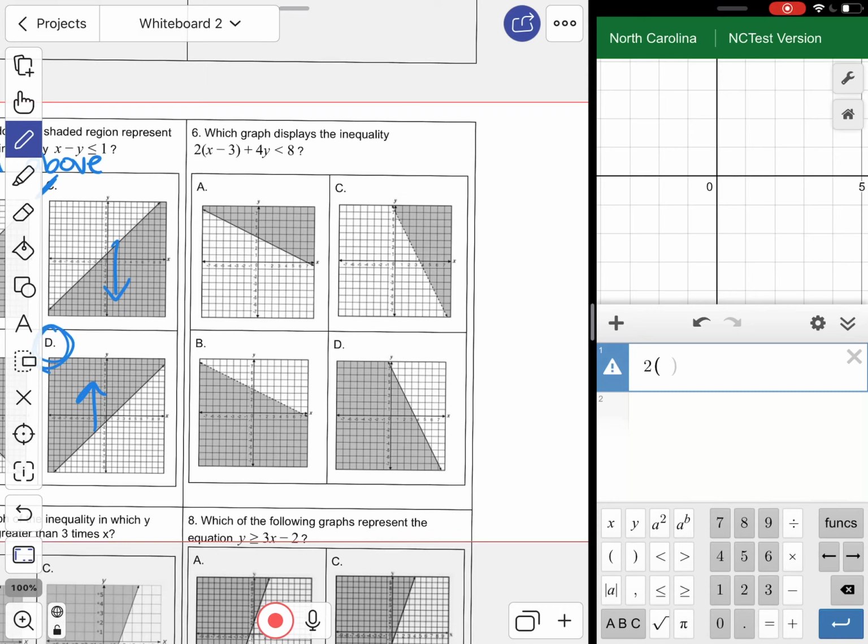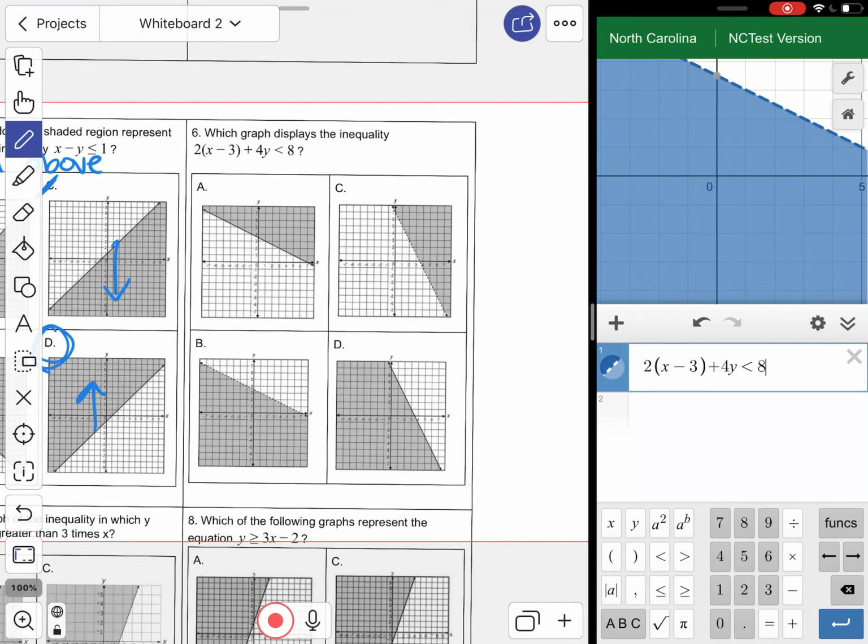All right, for number 6, I'm going to pause this and let you guys try this one on your own. So my shading here is going to be below, and it's going to be dashed. So the only one that's shaded below and dashed and matches the graph that we're looking for is B.